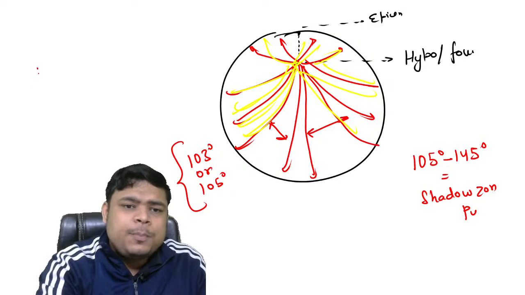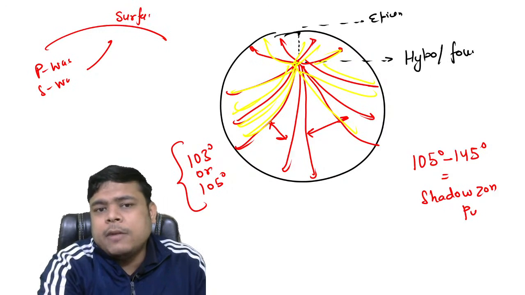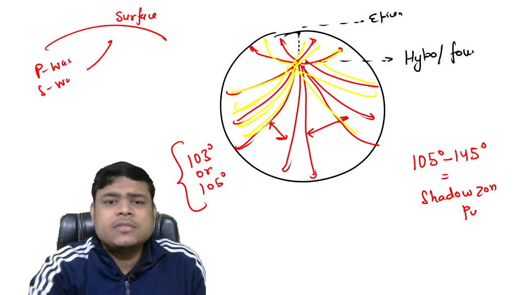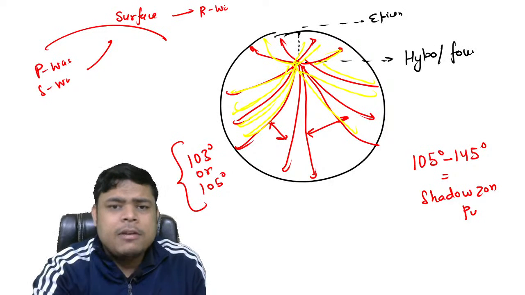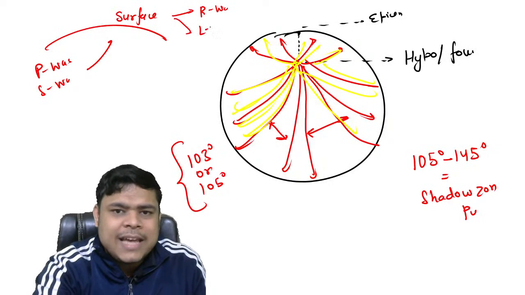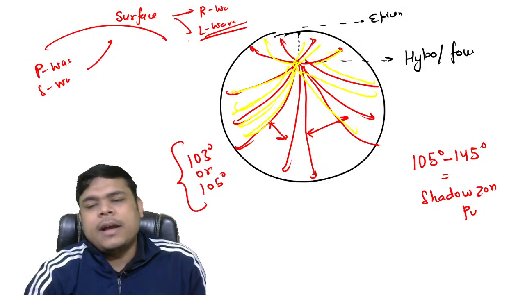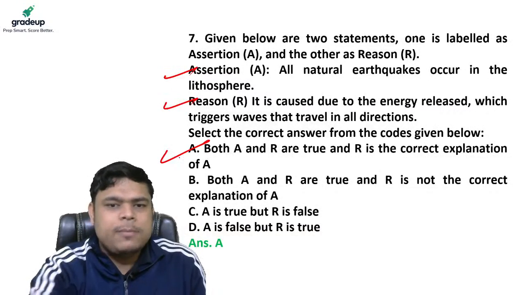Now, when these P waves and S waves, my dear friends, interact with the surface of the earth, they will be creating surface waves. And these surface waves can be of two types. Number one is R waves, known as Rayleigh waves, and then there are Love waves, known as L waves. Fine. So these are the waves that are emitted by the earthquake. And this is definitely true. Both are true. Hence, answer will be A.